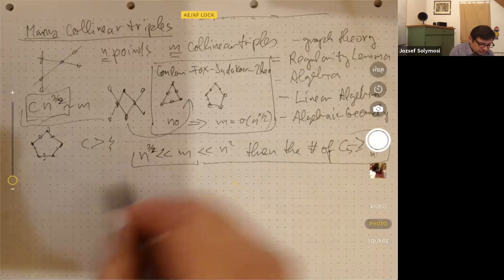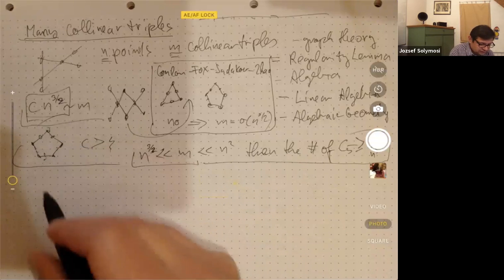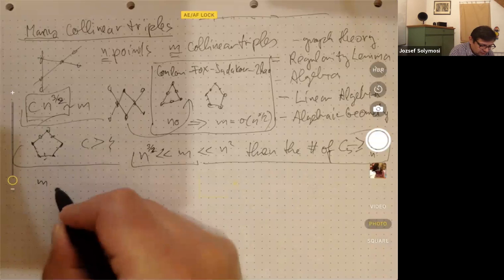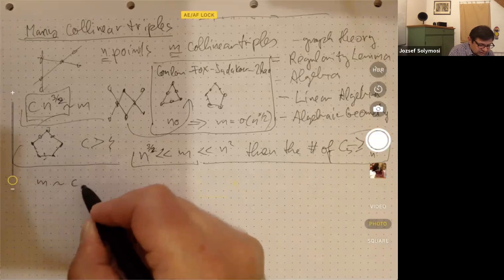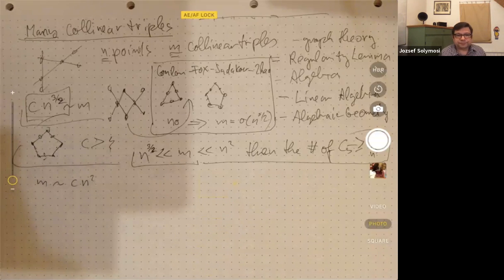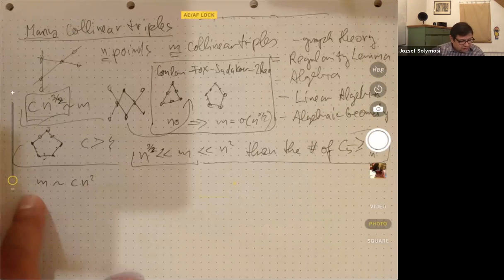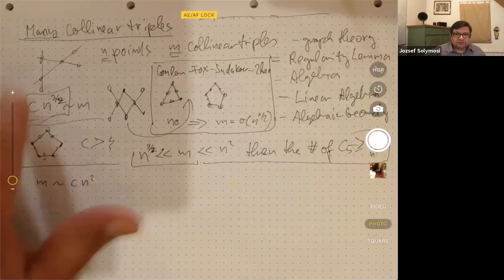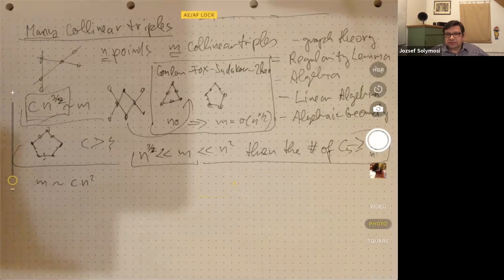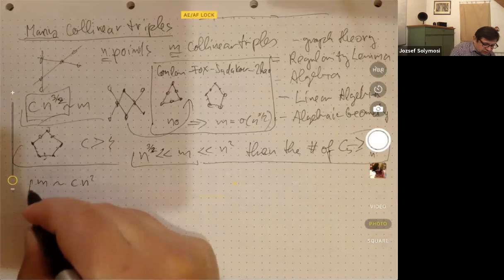So this is the range we are really interested in, when we have some constant times n squared triples. And that's where we will prove some kind of rigidity. Of course, you had some kind of rigidity even with a linear number of such triples, but not what we are looking for. So this is the range.